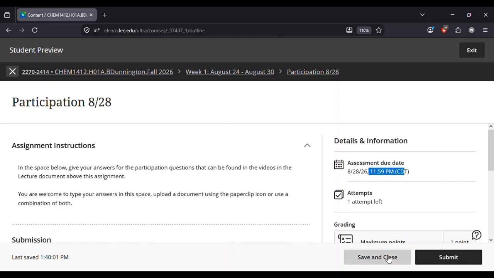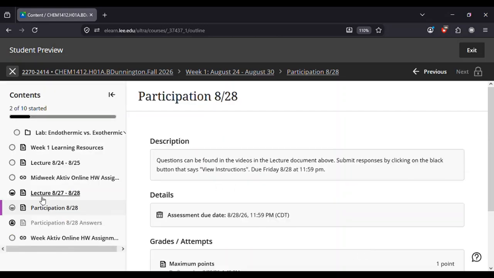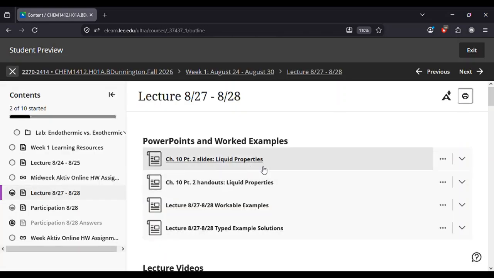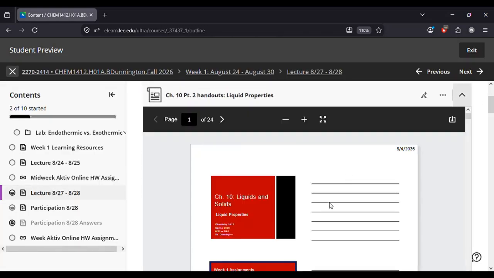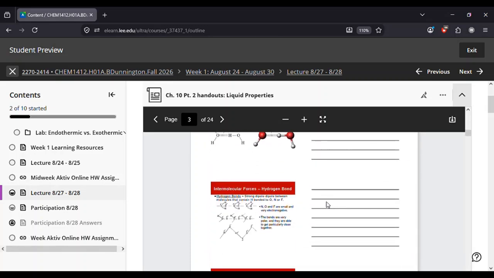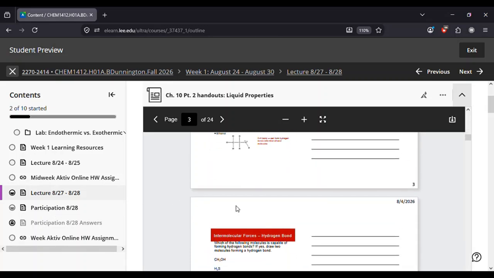We will have one on Tuesday in week 2. Again, all the questions are in these videos, and you have to watch the videos. The questions are not posted in these handouts, in these PowerPoints. You will not find the questions in here. You have to watch the videos. That's the point. You'll note right here it says participation 828 answers, and it's grayed out. That will become visible on Friday the 28th.